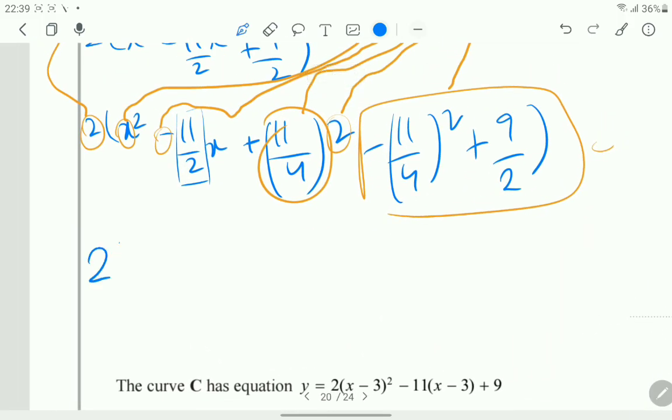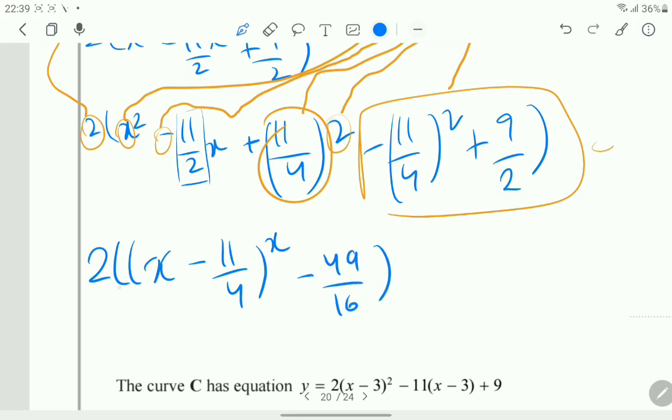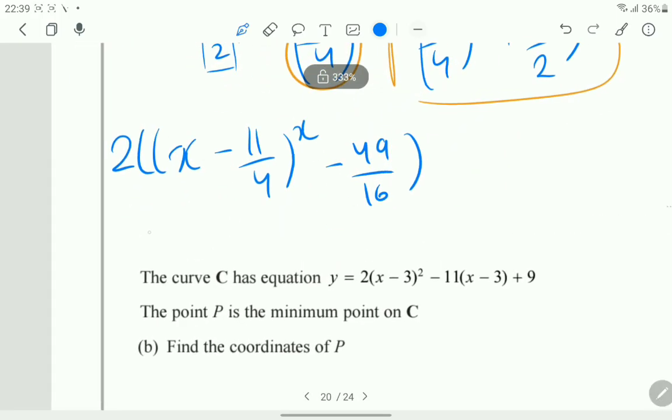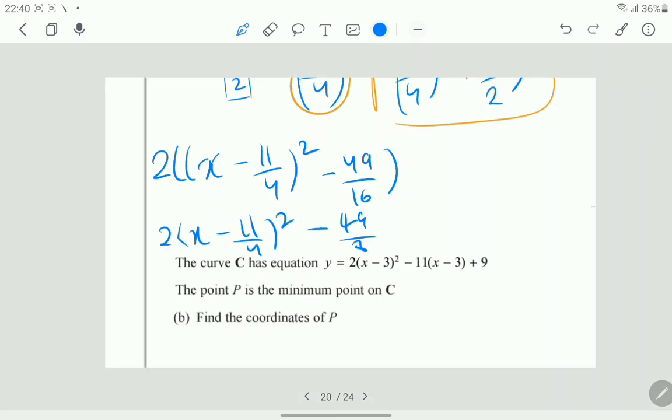So we would rewrite it as x, oh, notice I made a blunder, only x will come, x square will not, x minus 11 by 4 whole square, and now solving this in a calculator, minus 11 by 4 square plus 9 by 2 gives us minus 49 by 16, and then we multiply 2 with the bracket, so 2 times x minus 11 by 4 square, and it would be minus 49 by 8, and you have your answer.